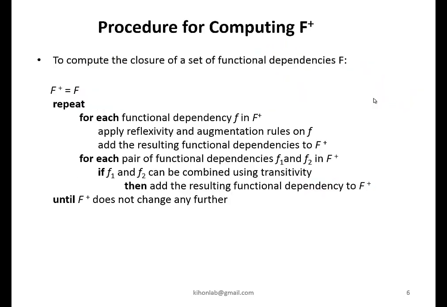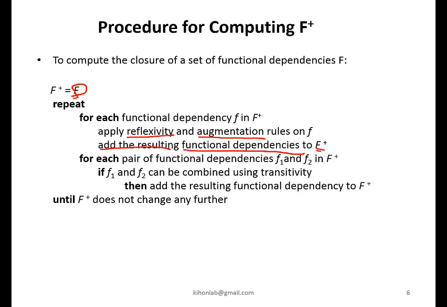Now, the procedure for computing F closure. Here F plus is equal to F, meaning F closure contains all the original dependencies present in F. Apart from that, repeat for each functional dependency f in F closure: apply the reflexivity and augmentation rules that we have just observed, and add the resulting functional dependencies to F closure. So along with the original functional dependencies of the given relation, applying reflexivity and augmentation, whatever new logically implied dependencies arise, we are going to add in F closure.